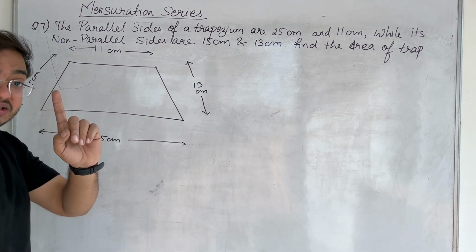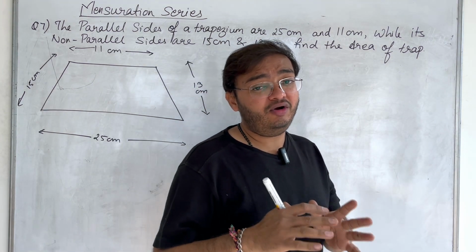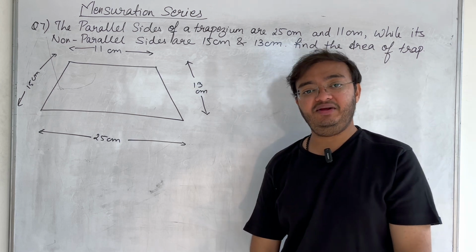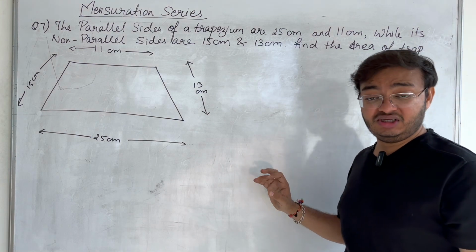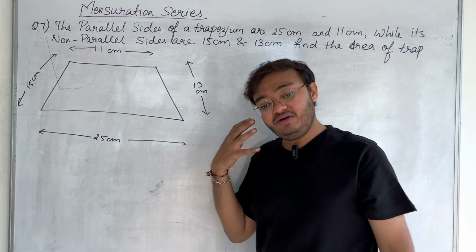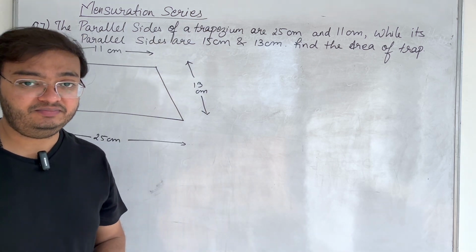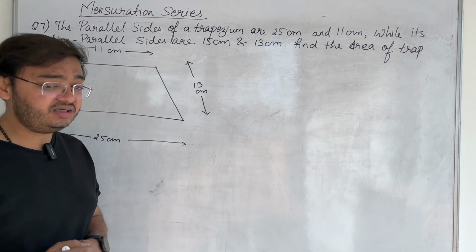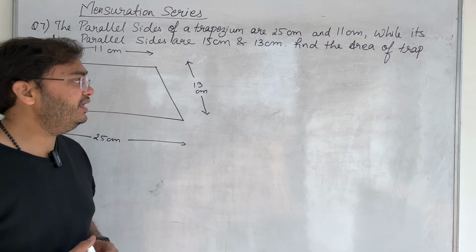This question is different from the previous. In question 6, they told that the non-parallel sides are there, but their measurements are the same. Both were 13 centimeter. Here again non-parallel sides are there, but their measurements are different. So this is different. Over there we used the Pythagoras theorem. Why? Because over there the two sides were the same in a triangle. Here, let's see, are the two sides the same in the triangle which we are going to create to find the height? Let's see that.